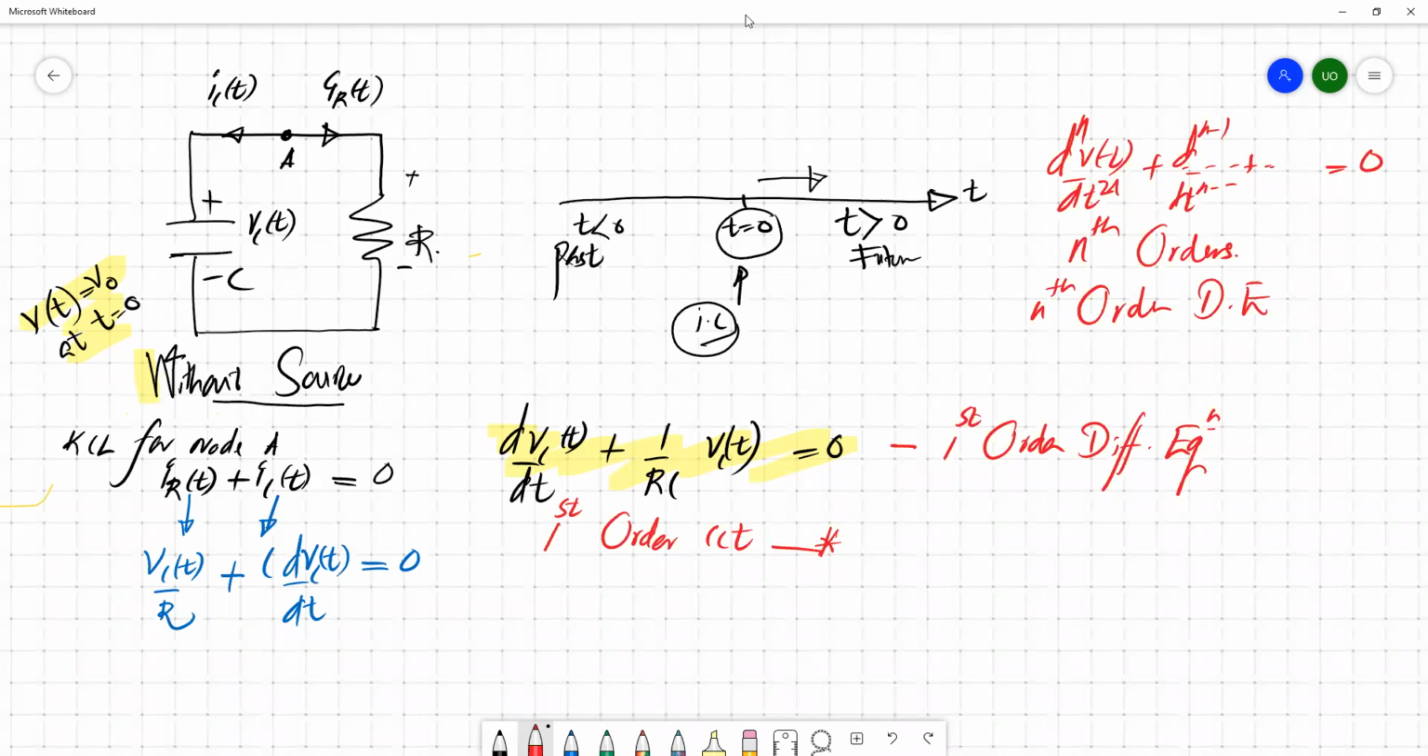Okay. So from here, once you solve this differential equation, you can simply get an expression for the voltage. So did you cover this in the differential equations module?